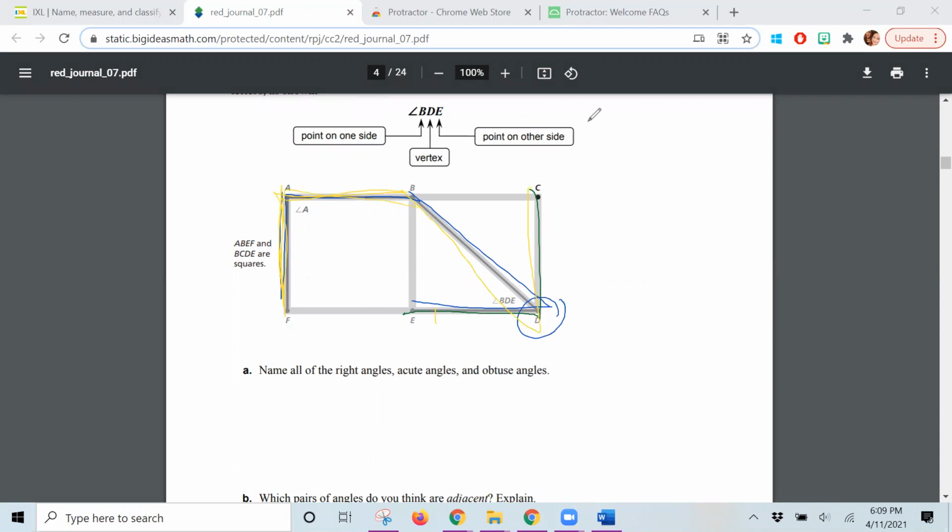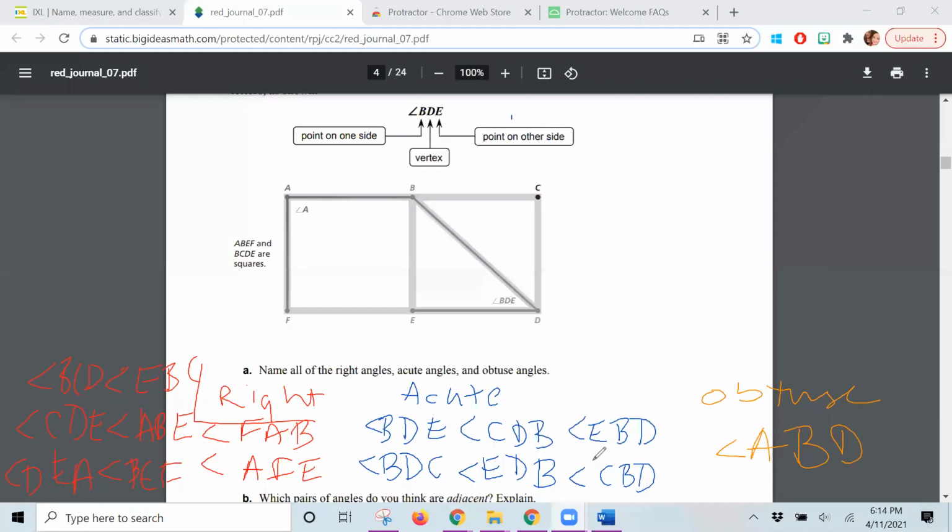So just for safety purposes, I always use 3 letters because it makes sure that I'm not making a silly mistake. So I always like to do 3 letters. But you are allowed to do 1 letter if you feel confident enough to do so. So go ahead and name all the right angles, all the acute angles, and all the obtuse angles in this shape right here. Pause the screen and do that now.